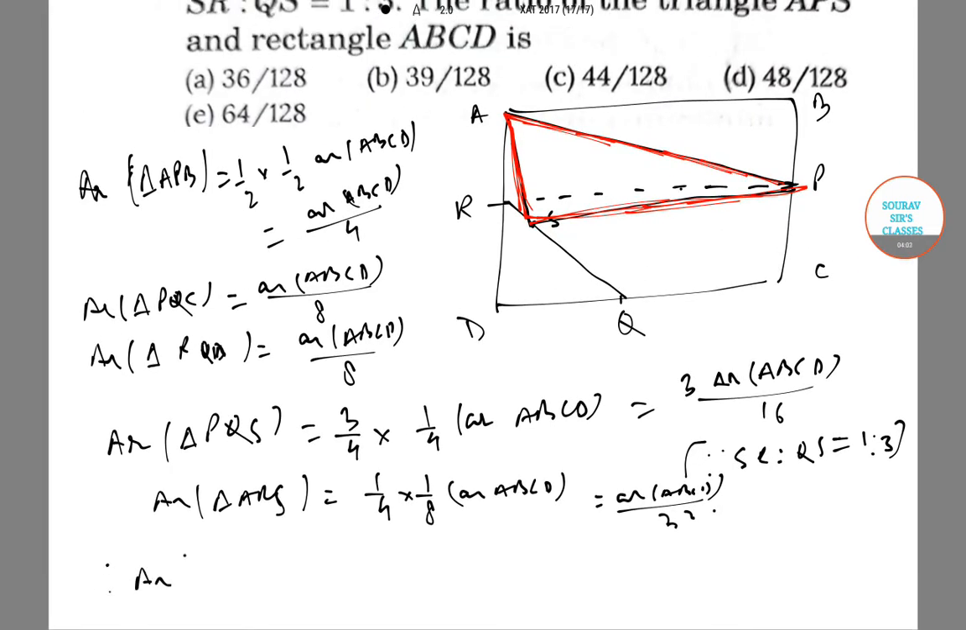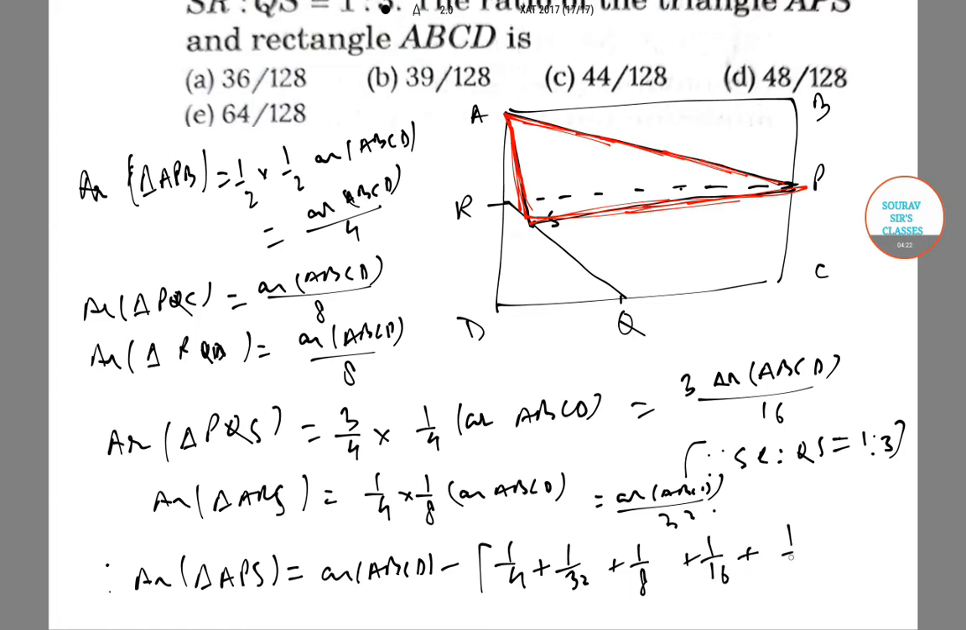Therefore, area of triangle APS is equal to area ABCD minus 1/4 plus 1/32 plus 1/8 plus 1/16 plus 1/8 area ABCD, that is area ABCD into 9/32.